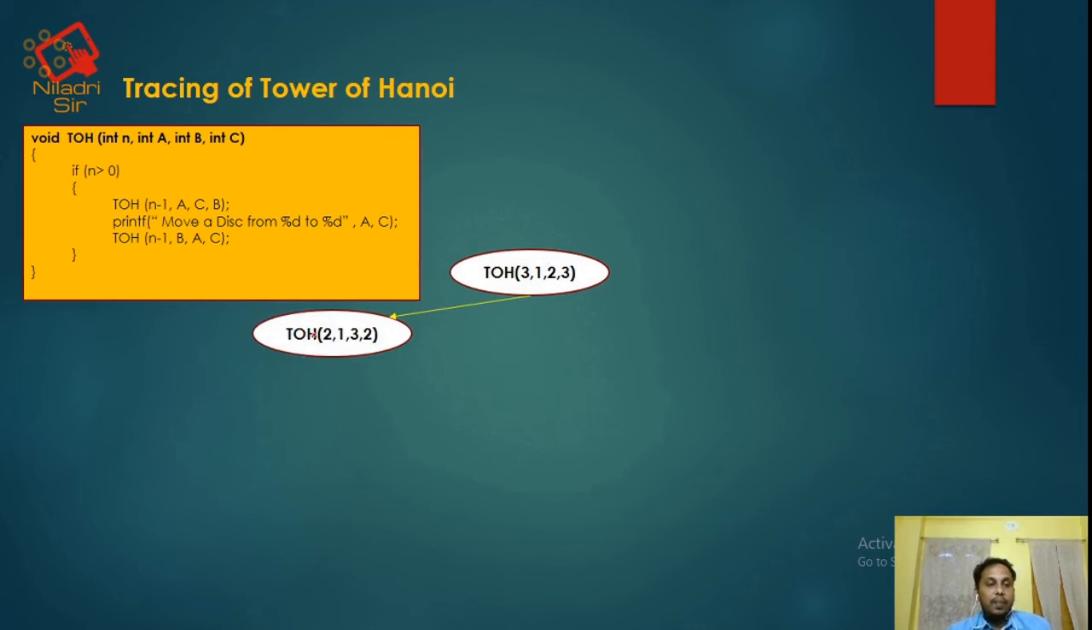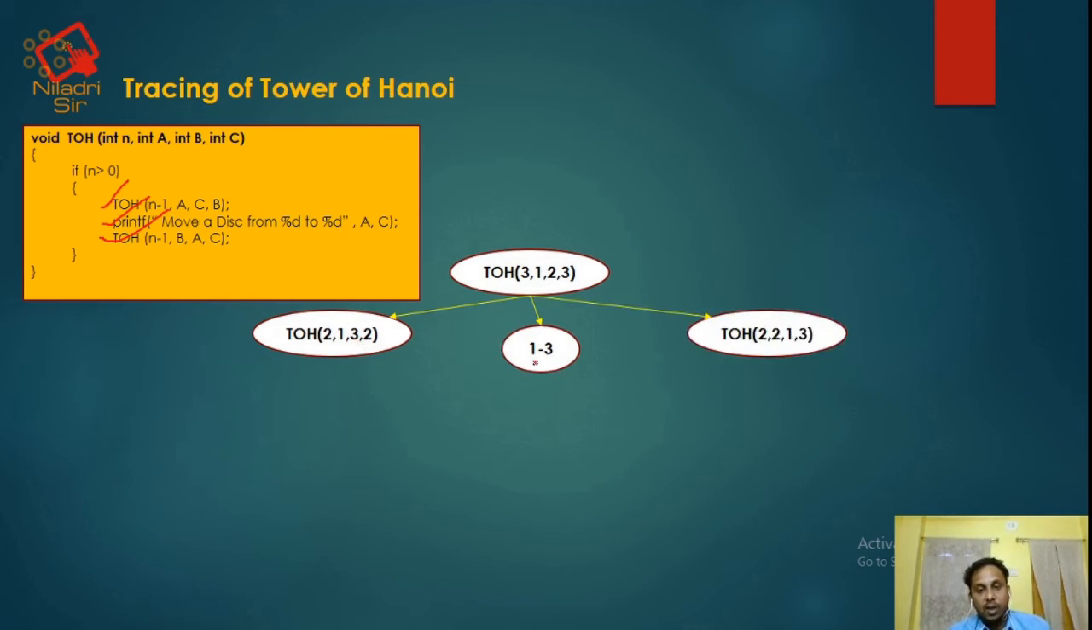This one is 1, this one is 2, this one is 3. So you can see n minus 1 disks move, where n is 3, so n minus 1 will be 2. At first we have to move from 1 to 2 using 3. After that, 1 to 3, a single disk will be moved. After that, n minus 1 disks from B to C, that means from 2 to 3. So 2 disks from 2 to 3 using 1.